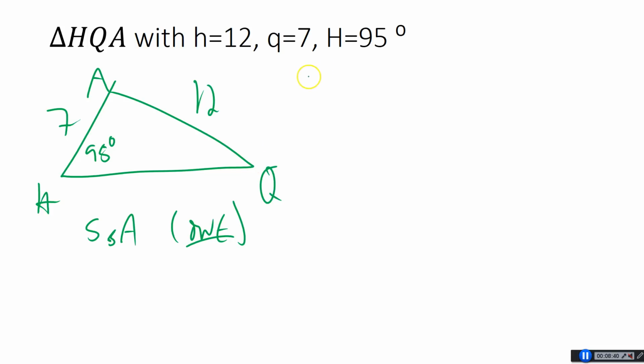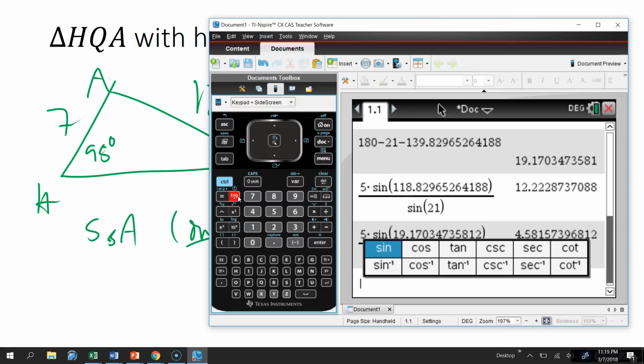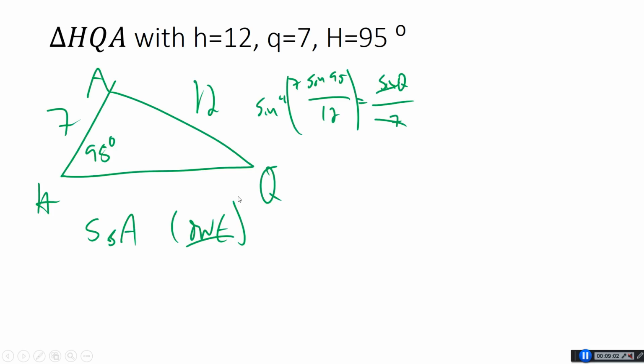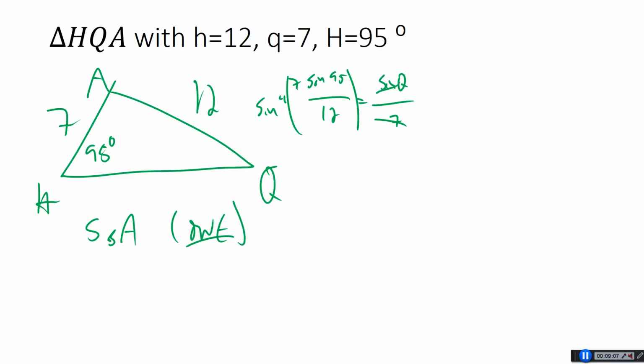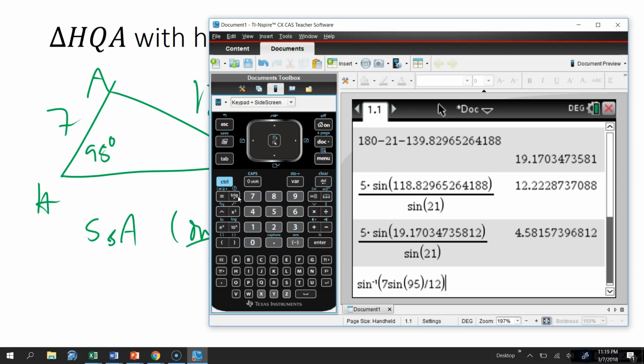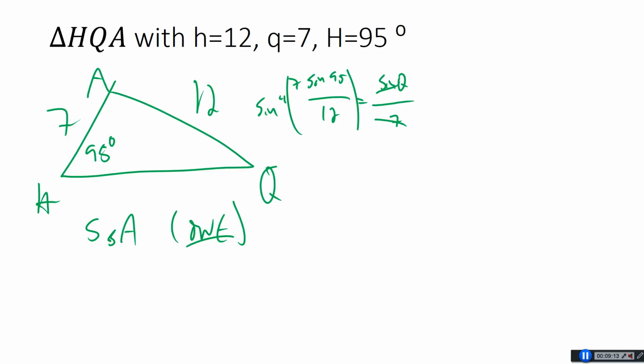So we're going to have, let's see, sine of 95 over 12 is equal to sine of q divided by 7. Multiply by 7, and then we'll do sine inverse of that whole mess. So we're going to end up with q. Let's do that in one step, why not? So we go trig, sine inverse of 7 sine 95 divided by 12. Gives me 35.528. So q is 35.528 degrees. That goes right here.